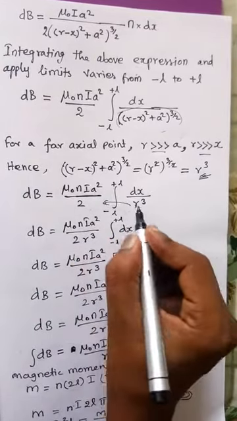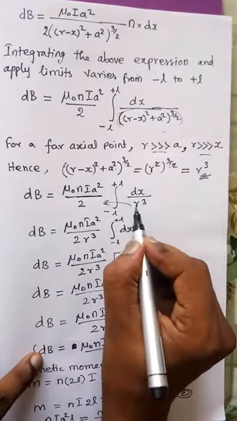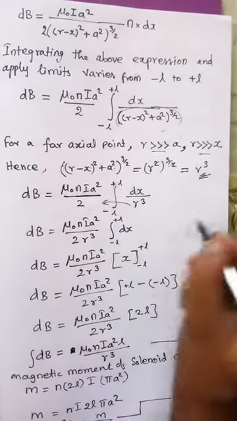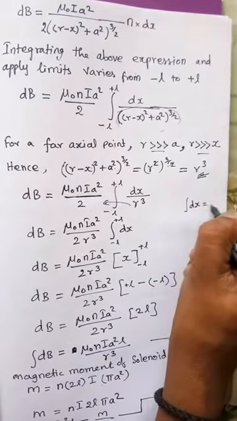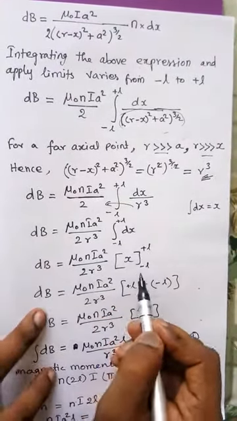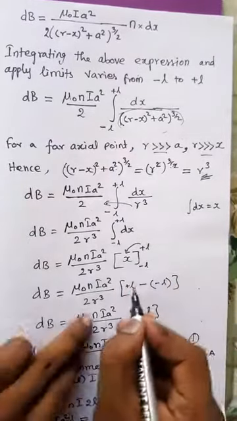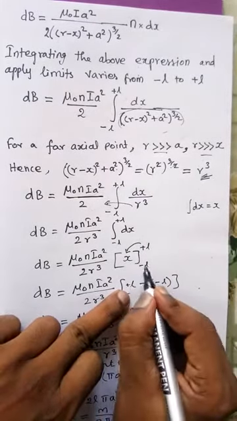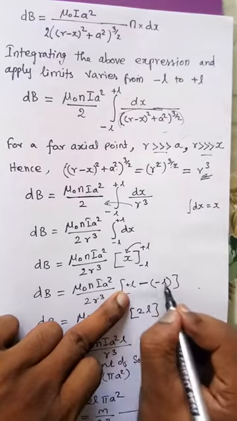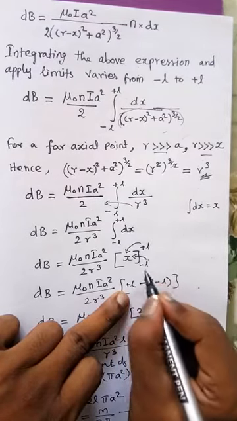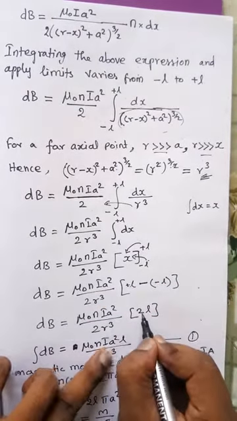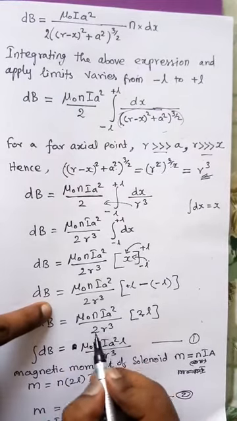Now dB is equal to mu naught N I A square divided by 2 R cube. R cube you take outside, because only x is changing and R is a constant. Now integration of dx from minus L to L. You know that integration of dx is equal to x, with upper limit L and lower limit minus L. First you substitute the upper limit plus L, then you introduce one minus and substitute minus L. So minus of minus is plus, so plus L, which gives 2L. So mu naught N I A square divided by 2R cube into 2L.